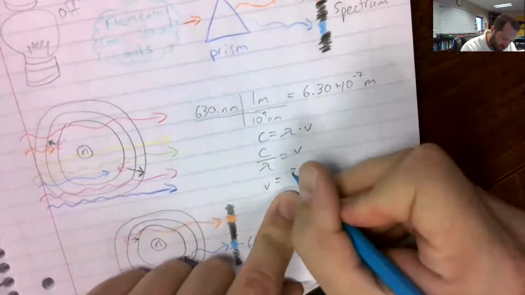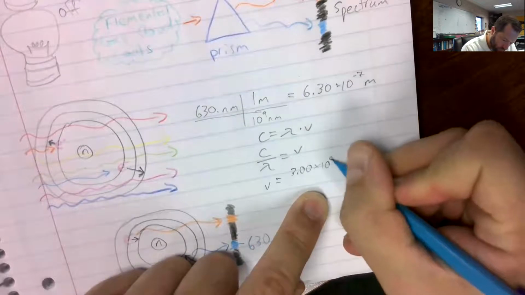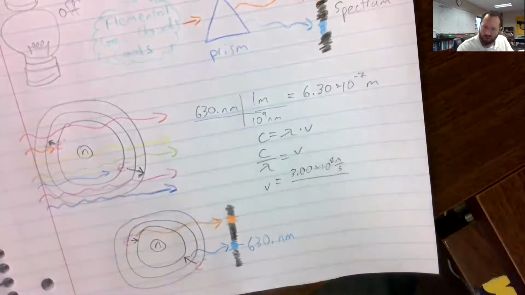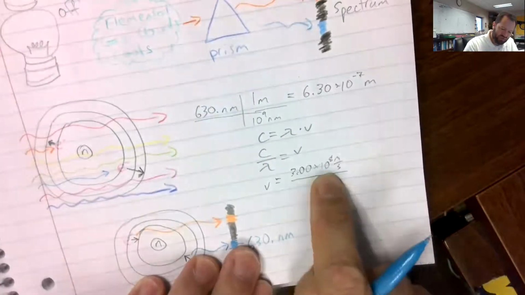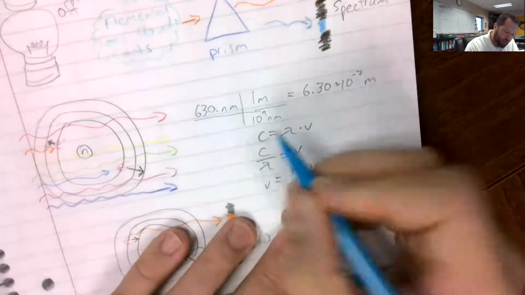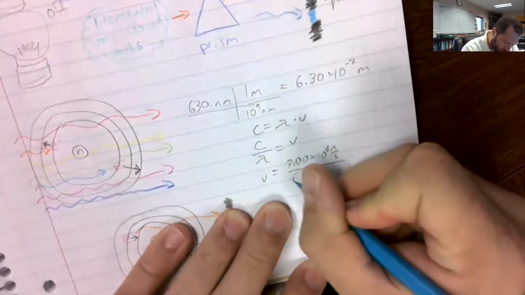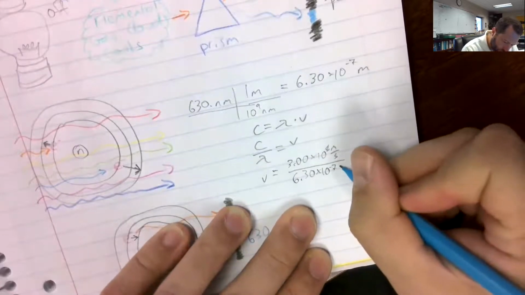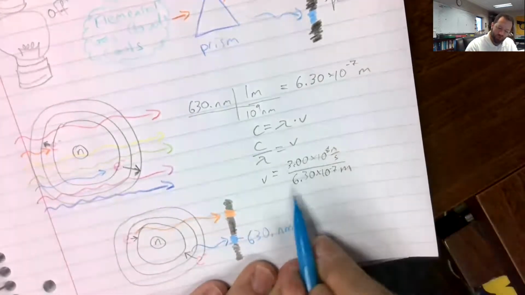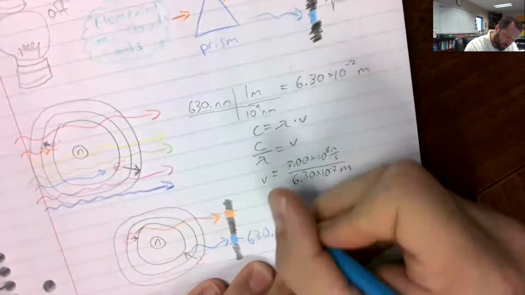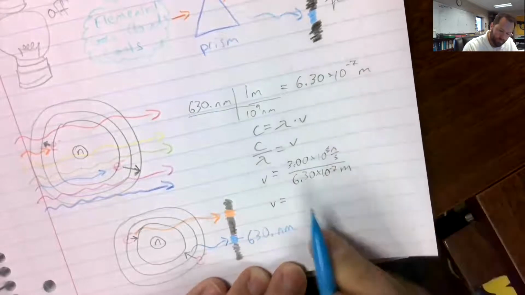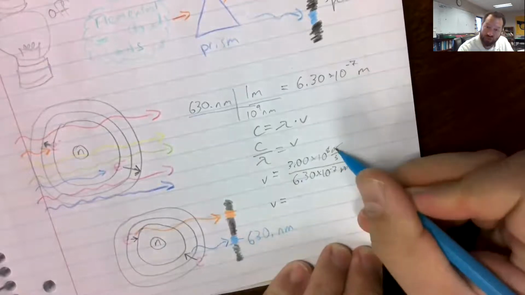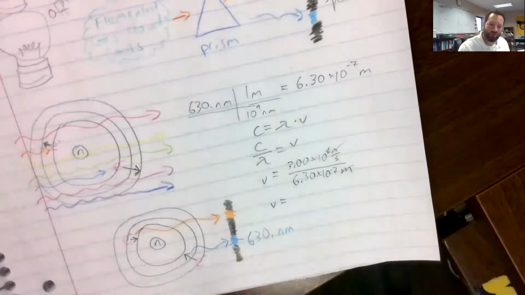So we have our c, that's always the same. Our pencil is kind of broken here, sorry about that. So 3.00 times 10 to the 8th meters per second. And we have our lambda, 6.30 times 10 to the negative 7th meters. So for our frequency, meters cancels out. We're going to be left with 1 over seconds, or per second. That's great. That's what we measure frequency in.